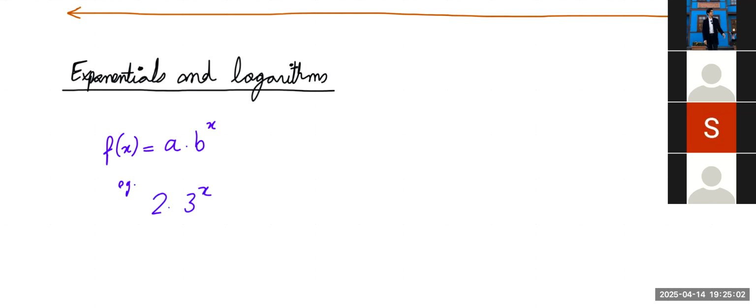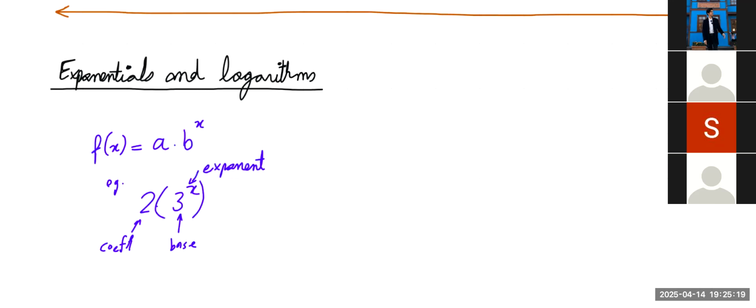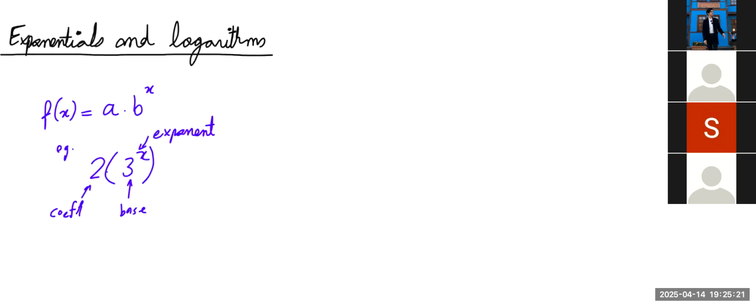What is this 2 doing here? It's basically a coefficient. It doesn't have a power of x on it. It's just sitting there as a number. We call this the coefficient, we call this the base, and this is the exponent. Hence the name exponential. Now, the important thing to remember is that the graph of an exponential looks like this, always. It has a horizontal asymptote right here, and it grows like this.